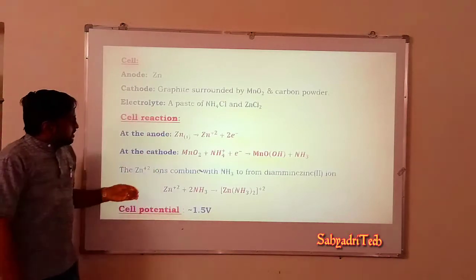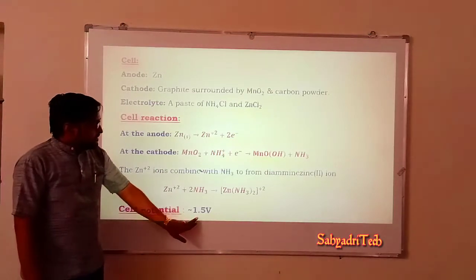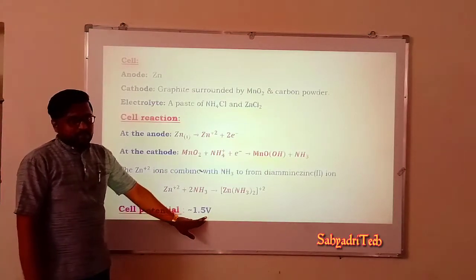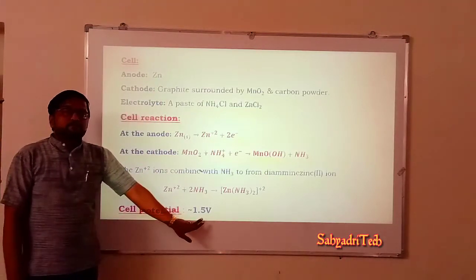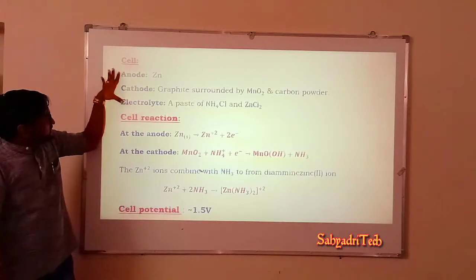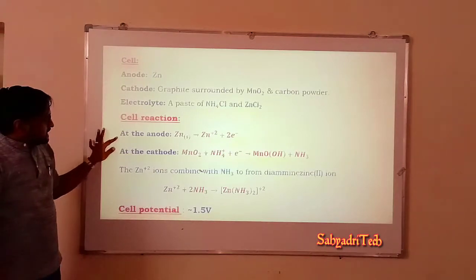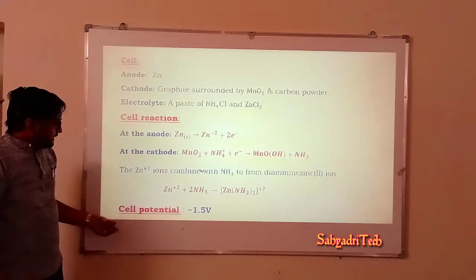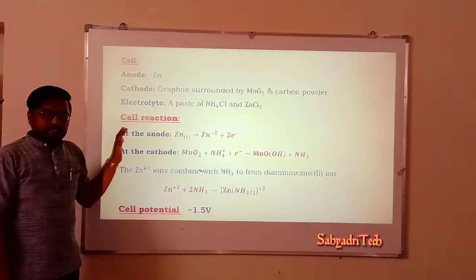Okay. Well, how much potential is going to be produced here? It is around 1.5 volt. So the dry cell is going to produce a potential of 1.5 volt. Well, that is regarding the dry cell. So the dry cell: anode, cathode, electrolyte, the cell reactions at anode and cathode, and cell potential. It is an important thing to be remembered regarding the dry cell.